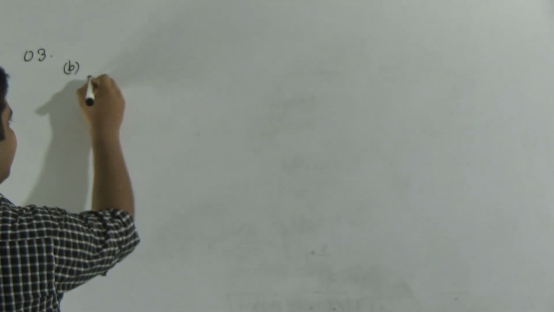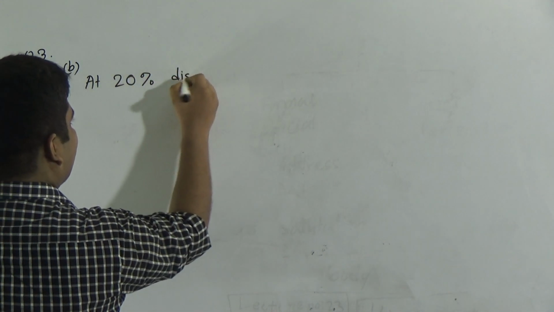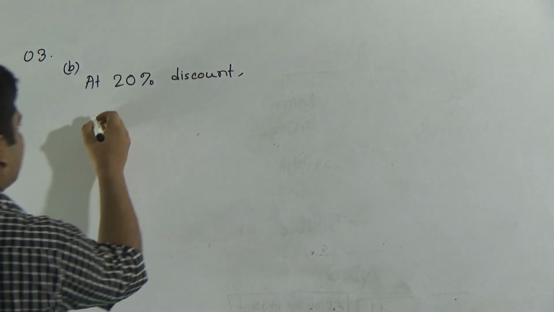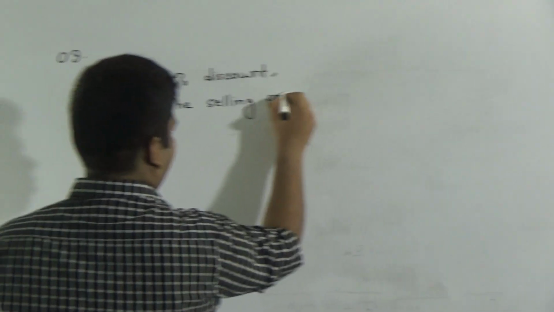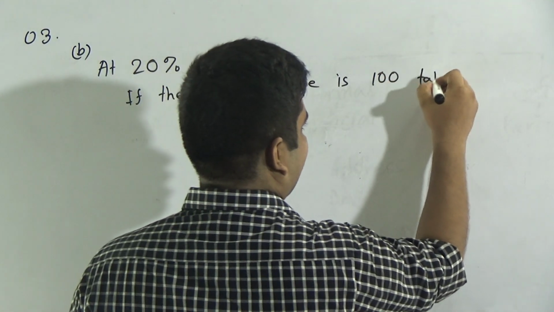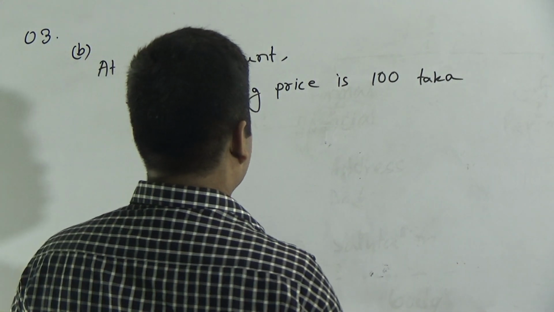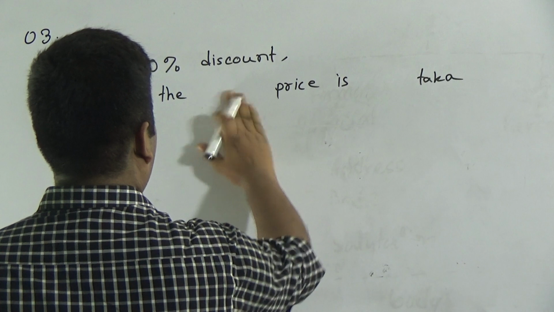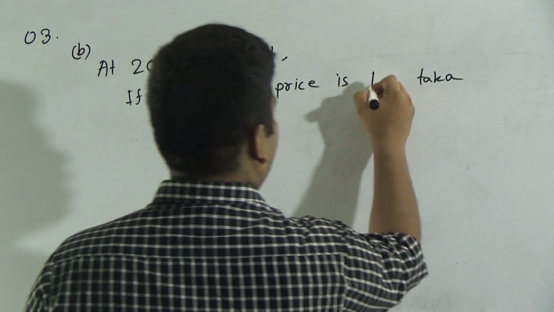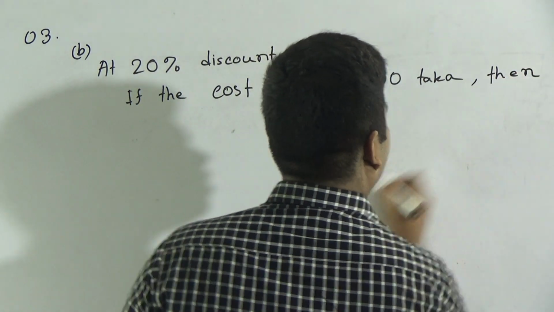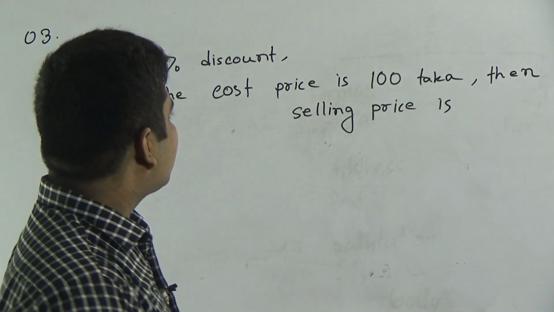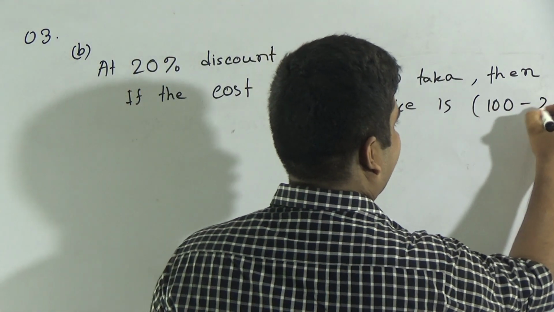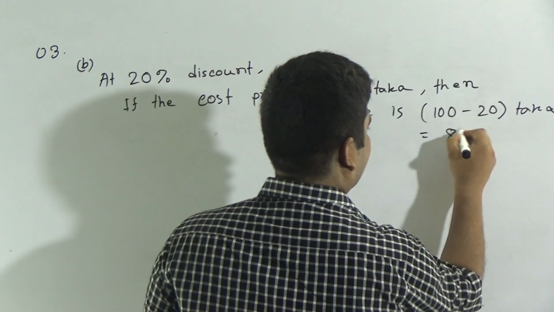Question number B. At 20% discount, if the cost price is 100 taka, then selling price is 100 minus 20 taka, and it will be 80 taka.